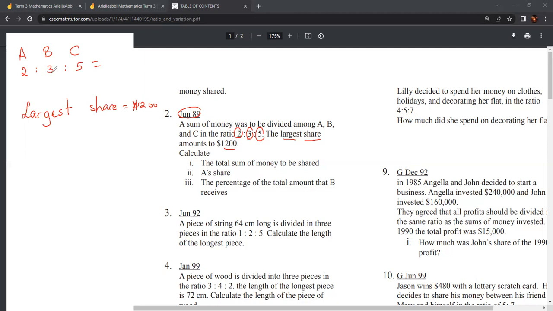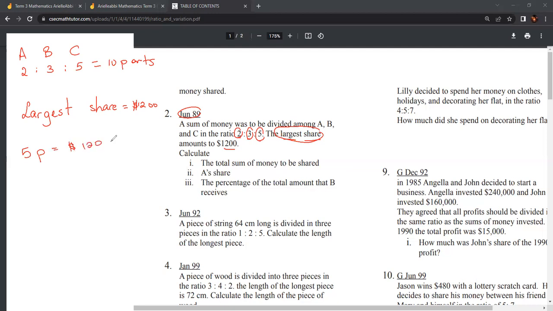That's 2 plus 3 is 5, 5 plus 5 is 10 parts. This 10 is the total number of parts. But did they give us the total amount of money? No. They told us the largest share was $1,200. If you look, the largest share was the number 5. So that means 5 parts is equal to $1,200.